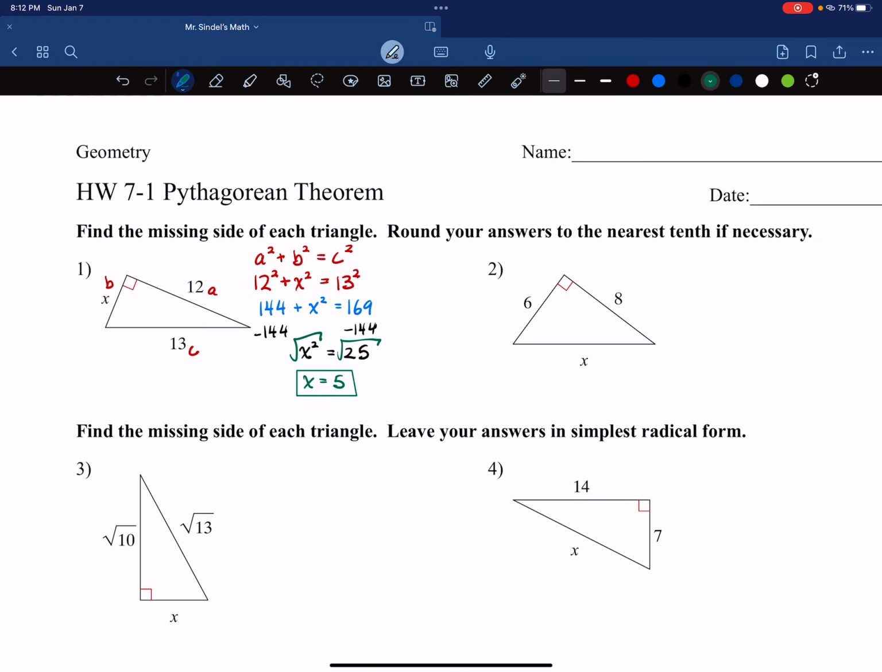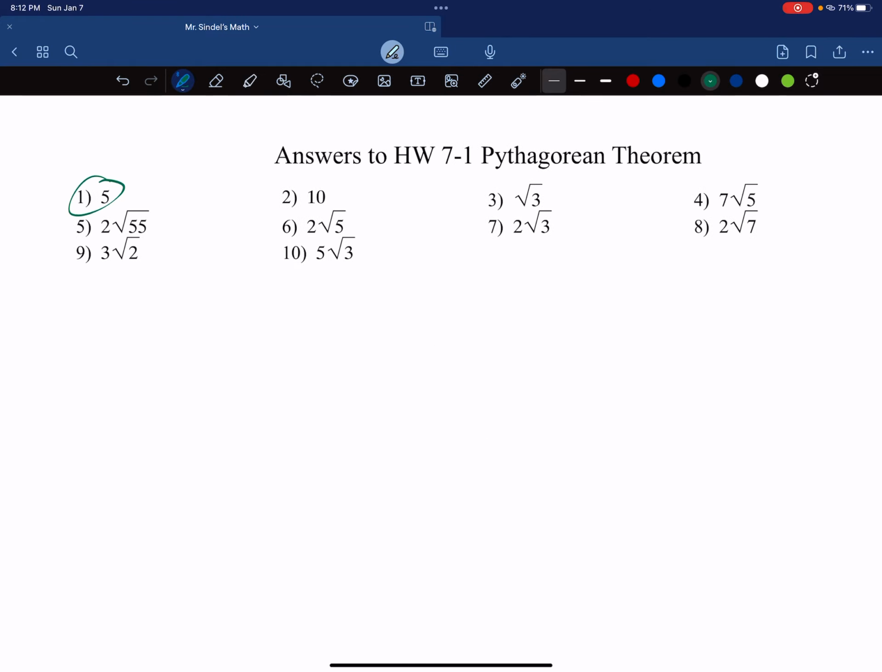Let's go ahead and check to see if we got that one right. X should be 5 for number 1. Number 1, x is equal to 5. I'm checking my work. Good job.